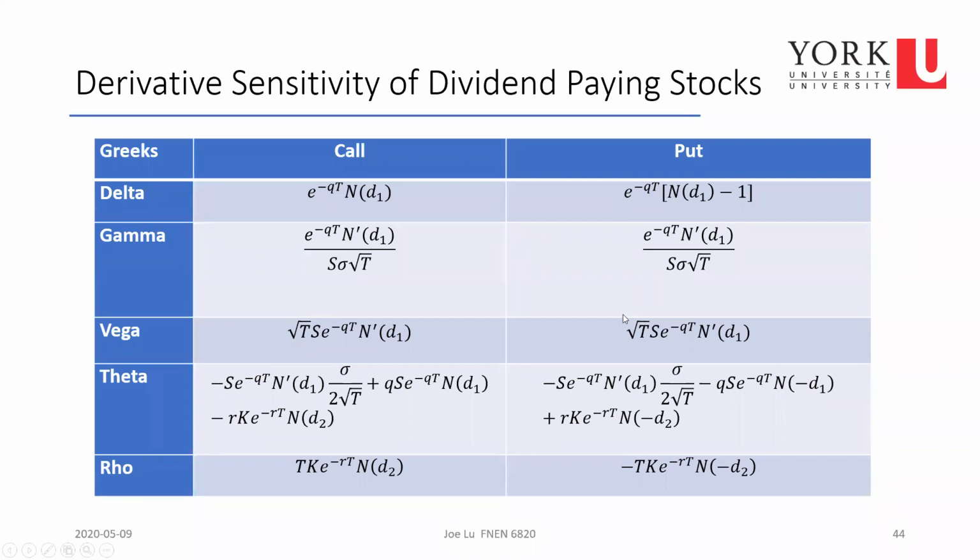Finally, if you have a stock that pays dividend at a continuous rate of Q, then your sensitivities will be different with such an adjustment. For example, for delta, instead of N(d1), you will have e to the power minus QT times N(d1). You can derive all this in the same approach that we have shown earlier. It's just based on a different formula rather than the formula associated with a stock that is not paying dividends.